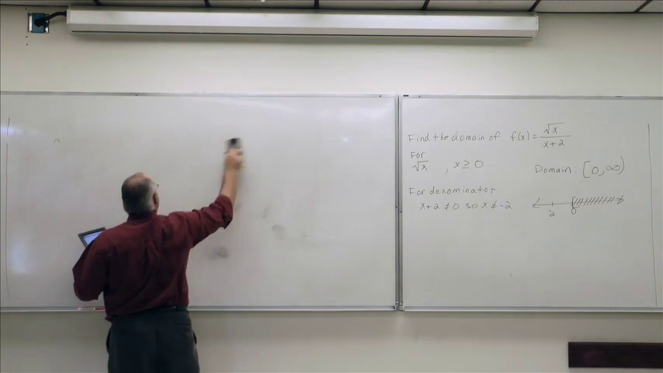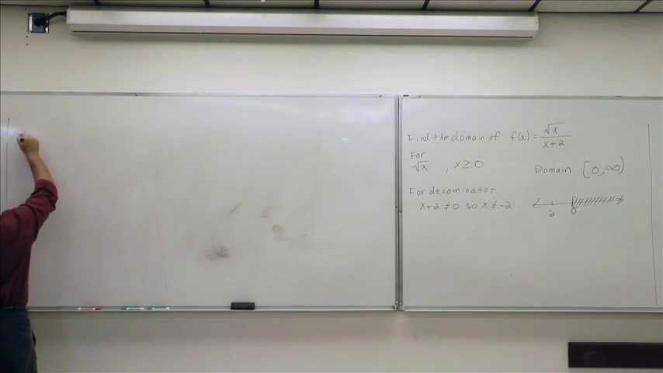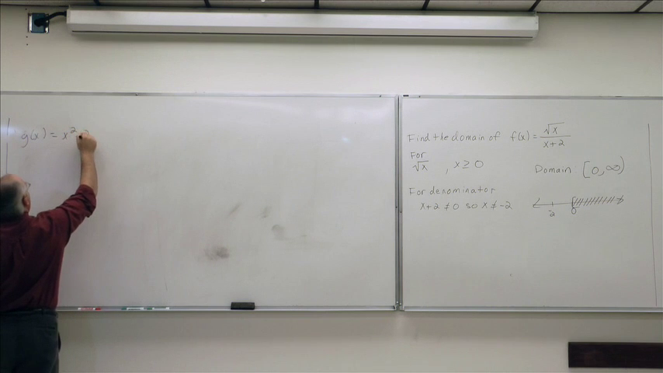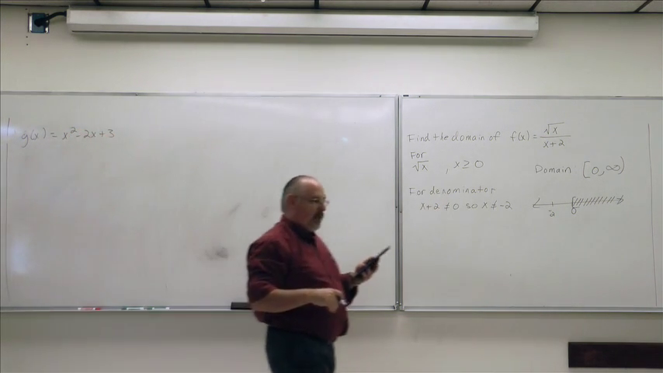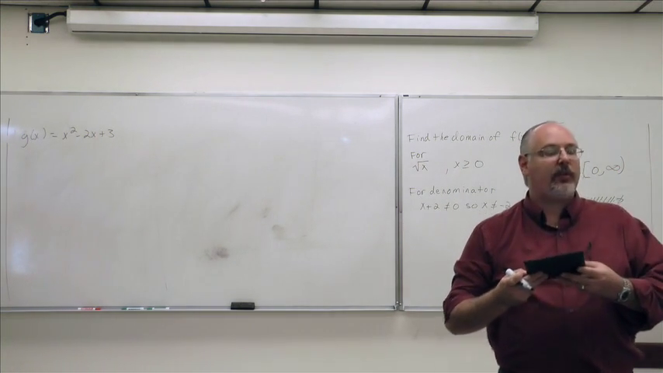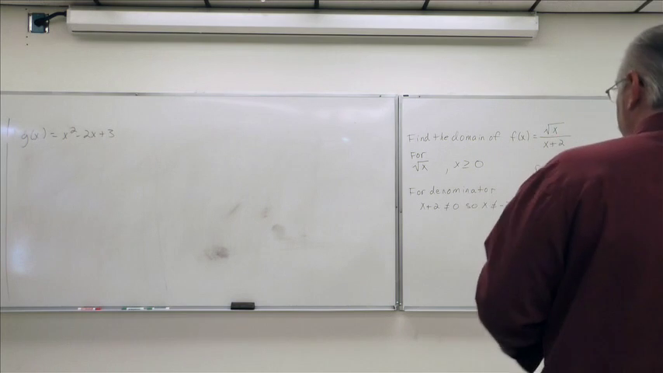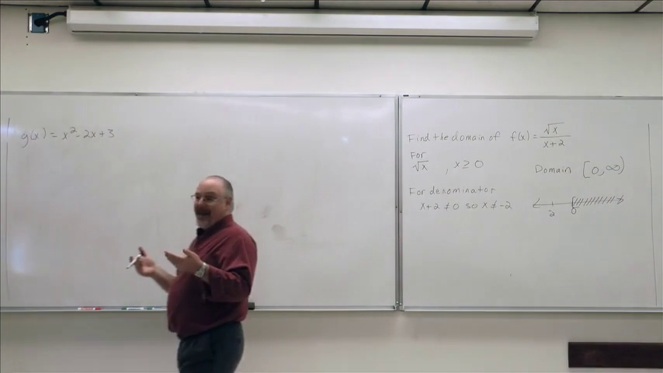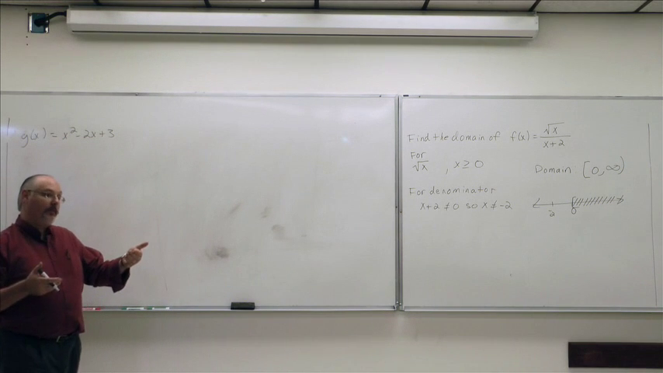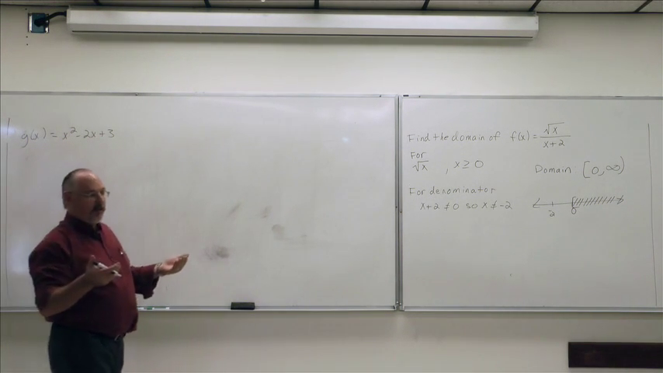Well, this is actually pretty easy. So you're given a function, g of x is equal to x squared minus 2x plus 3. And we have to determine, there are really three things to talk about. Is there a minimum or a maximum? Where is that minimum or maximum, meaning what's the x value? And then what is the minimum or maximum, meaning the y value?